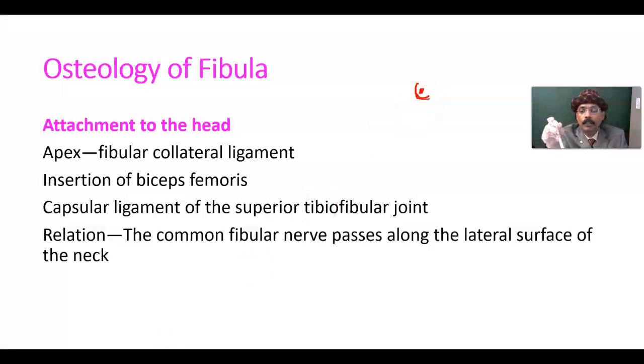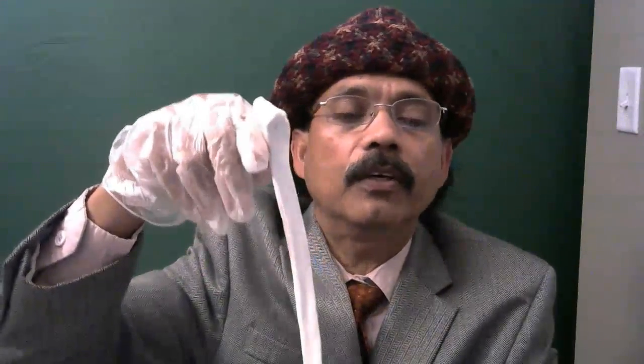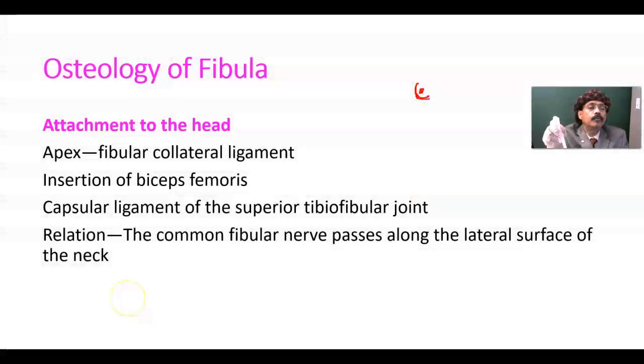Okay, we got that. Now we have the capsular ligament of the superior tibiofibular joint. Relationship is very important. The common fibular nerve is related to the neck of the fibula. Here is the neck of the fibula. If the nerve is paralyzed, then what will happen? We'll have foot drop. The person cannot dorsiflex. Okay, we got that.